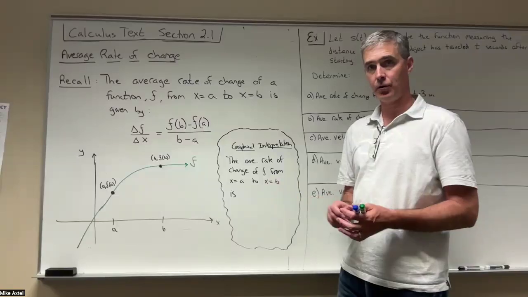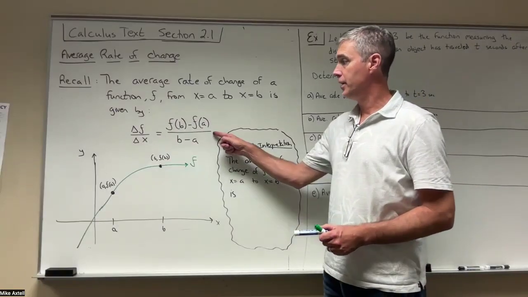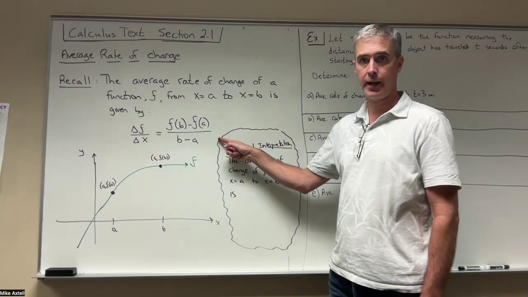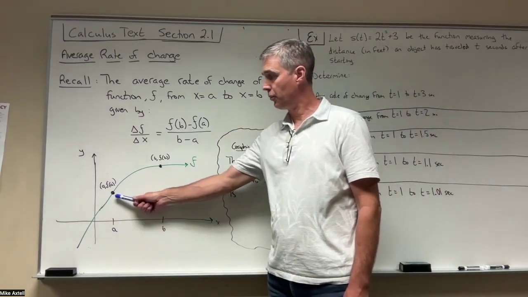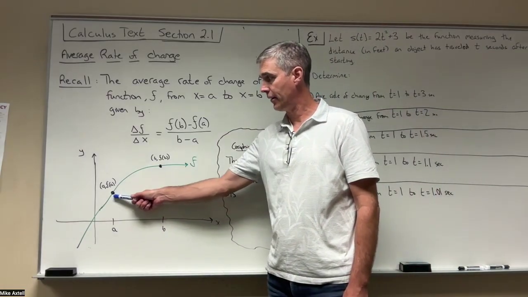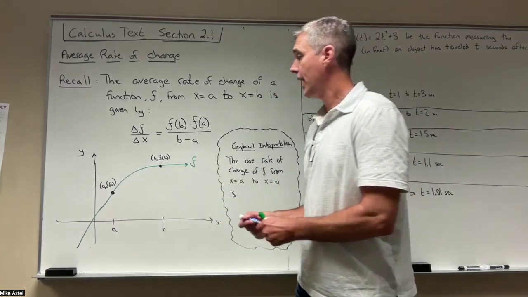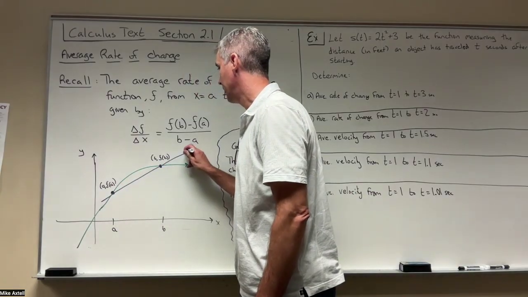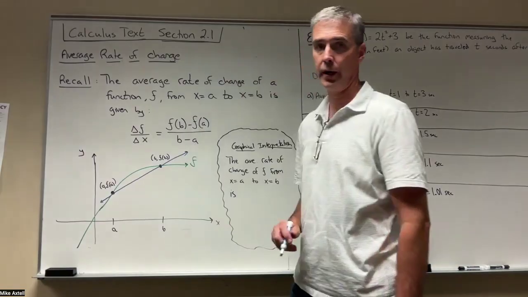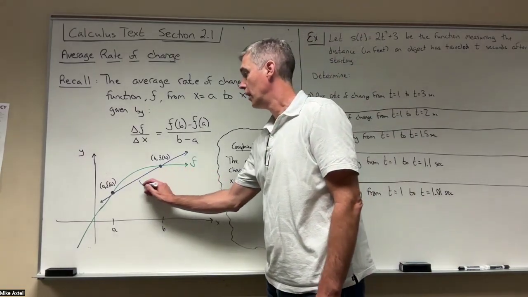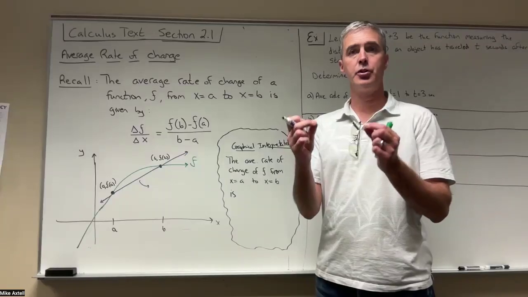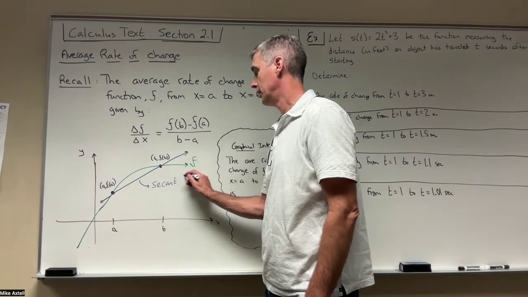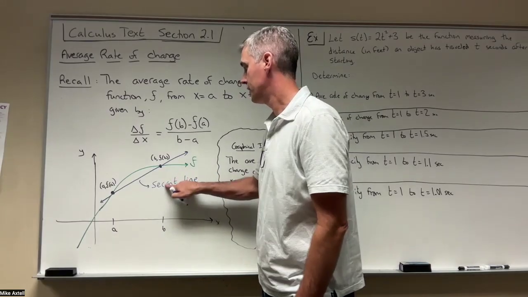Graphically, I want to get a graphical sense of what we've just done. This fraction, f of b minus f of a over b minus a, that is a slope calculation. So we have taken 2 points on the graph of f, a comma f of a, b comma f of b, and we have calculated the slope of a line connecting those 2 points, okay? A line that goes through 2 spots in a function is called a secant line.